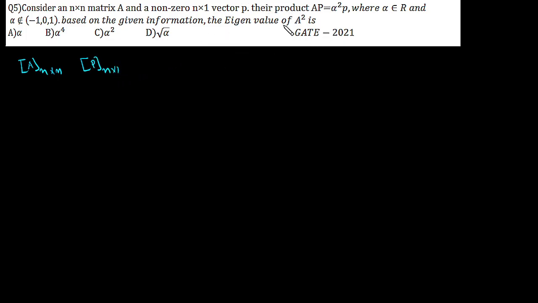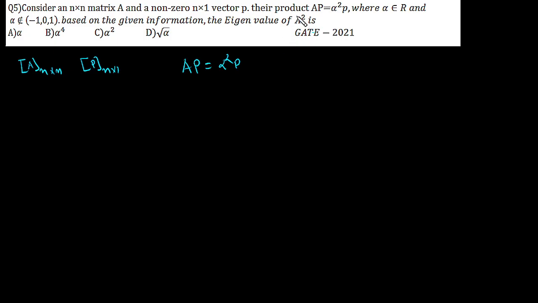The product is given in this form: A multiplied with P is equal to alpha square times P, where alpha belongs to R. Alpha does not belong to any kind of vector; it is only a scalar and it belongs to R. Based on the given information, the eigenvalue of A square is what?